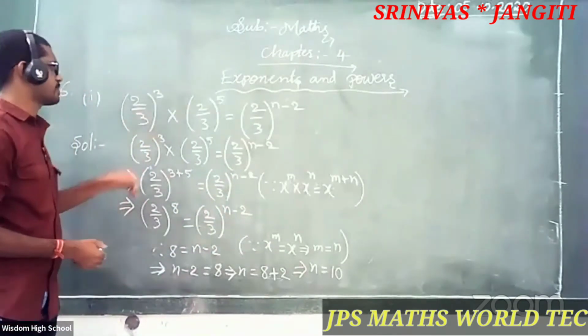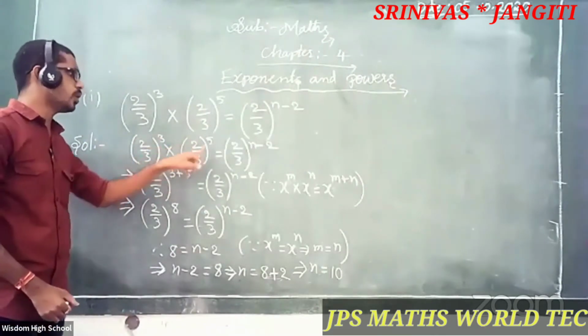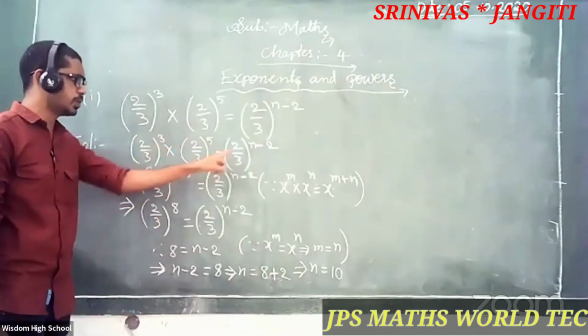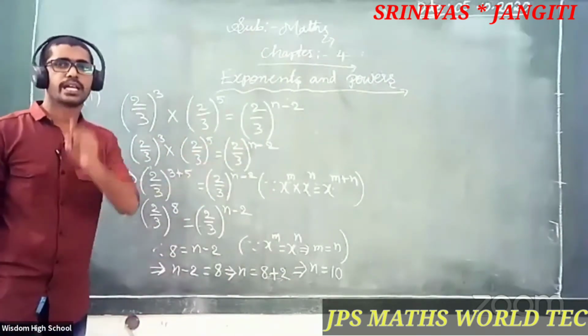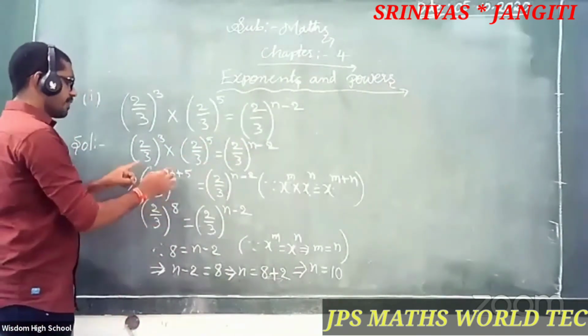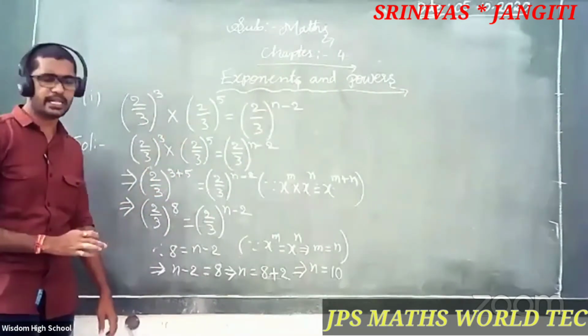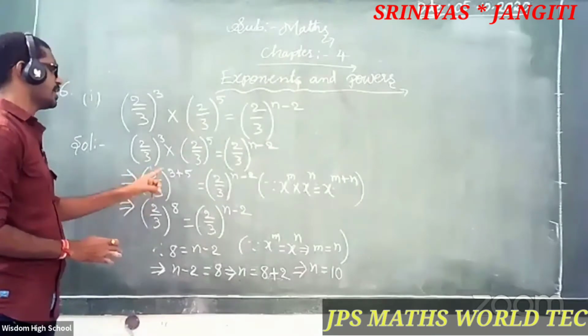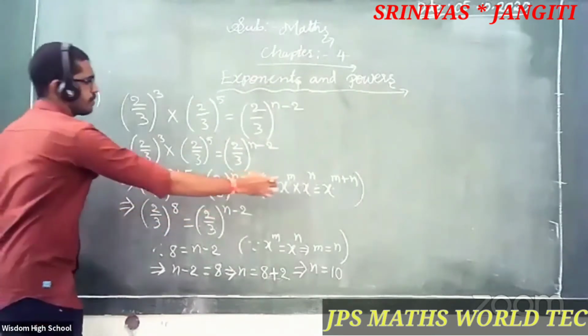Very good. Observe here: (2/3)^3 × (2/3)^5 = (2/3)^(n-2). We have to find the value of n. First, observe that these two are x^m × x^n. Then what is here? (2/3) to the power of 3 plus 5. Why 3 plus 5? You know the formula?